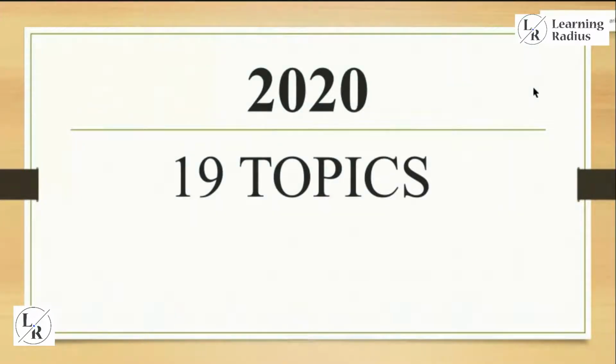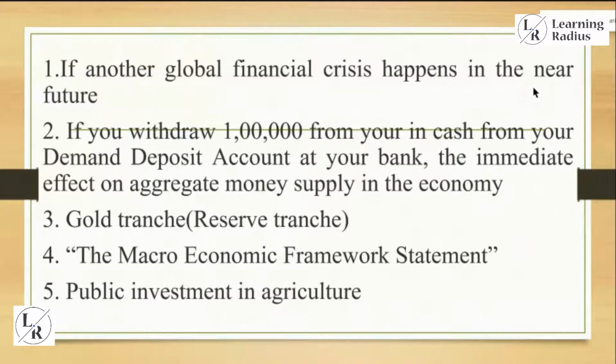Let's go to 2020. Listen to the questions. I'm going at a slow pace. If another global financial crisis happens in the near future, look at the beauty of the question. I'll discuss the question also; I'm just telling the topic. That was one topic. The second topic was, if you withdraw 1 lakh in cash from your demand deposit account at your bank, the immediate effect on aggregate money supply in the economy.